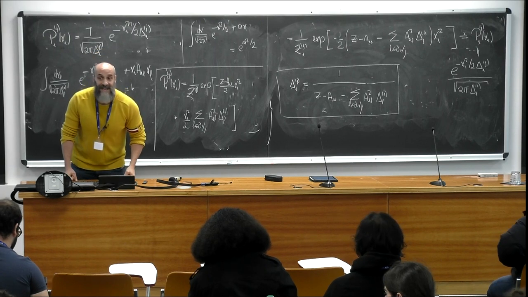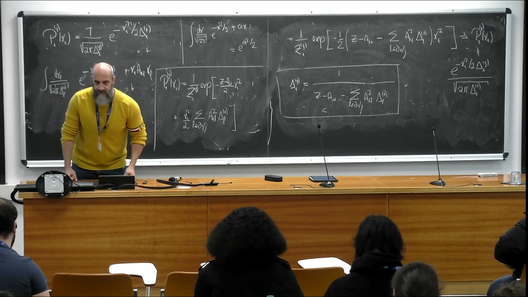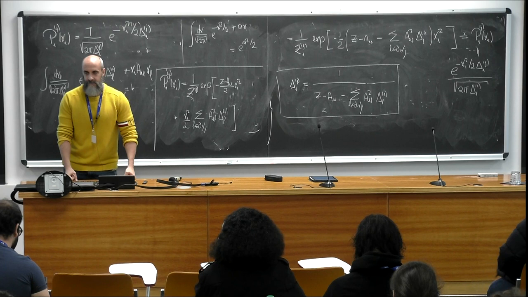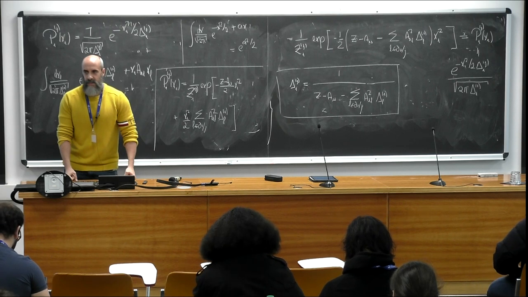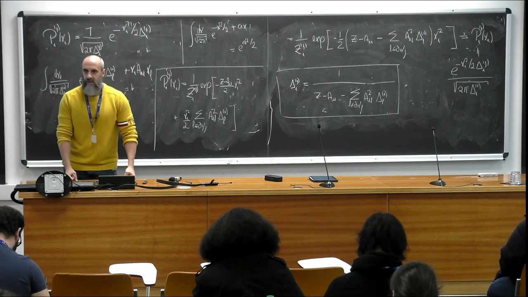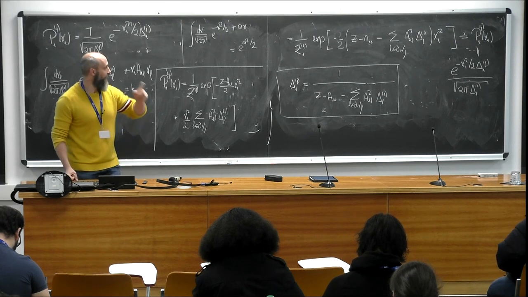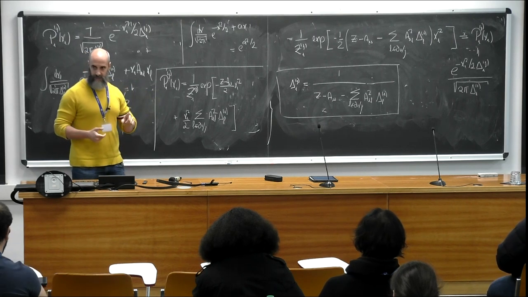Of a what, sorry? Of a symmetric matrix. We take the expected value over the Gaussian. What do you mean we take the expected value of the Gaussian? This mapping, right?